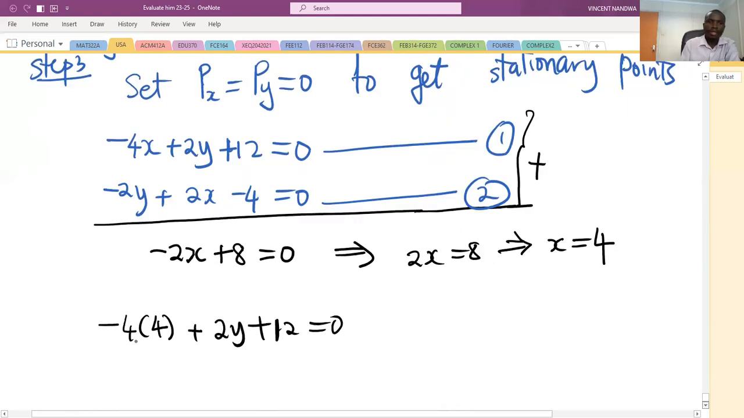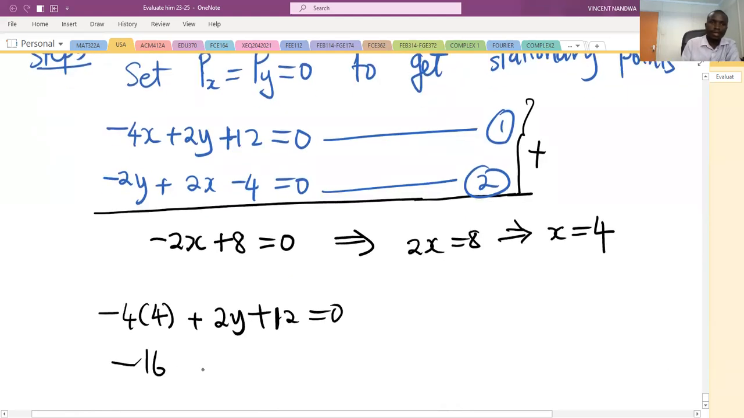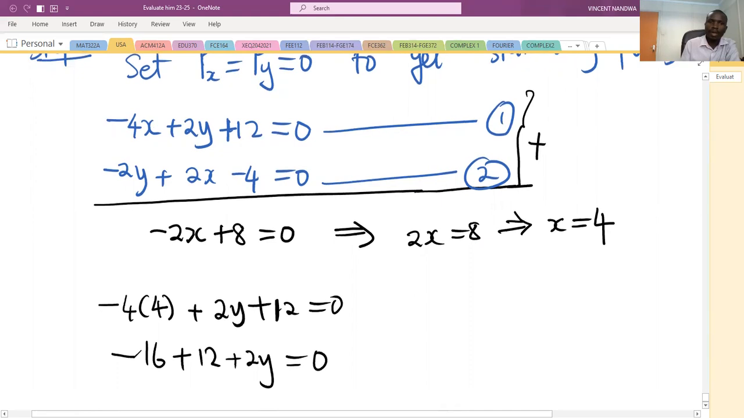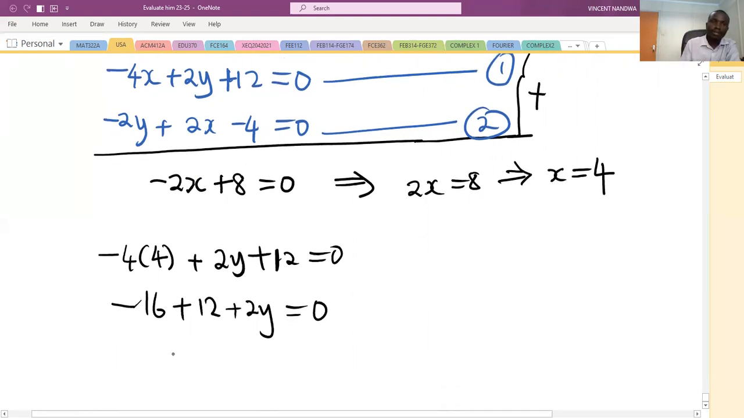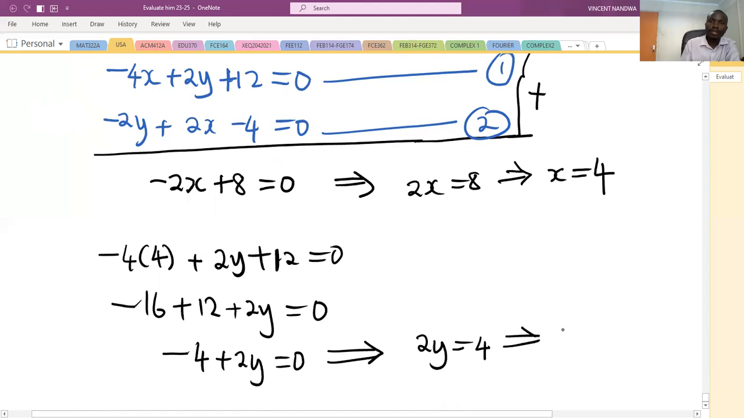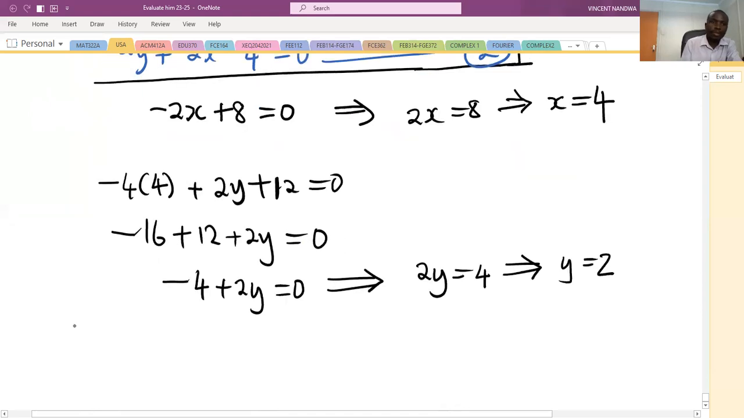Minus 4 by 4 is minus 16. So plus 12 plus 2y equals 0. Minus 16 plus 12 is minus 4, plus 2y equals 0. This implies 2y equals 4, which implies y equals 2. So therefore, our stationary point, or our critical point, is (4, 2). So (a, b) is (4, 2).